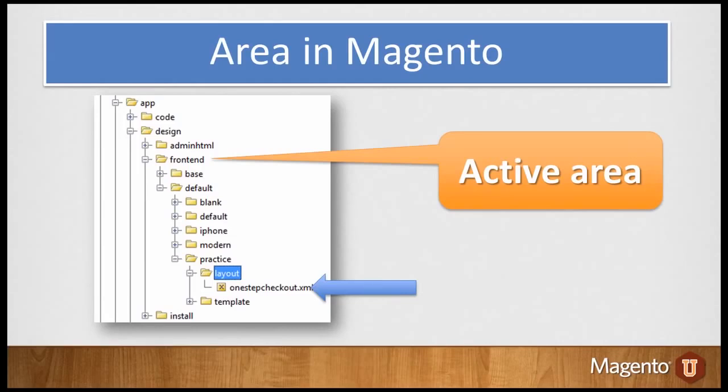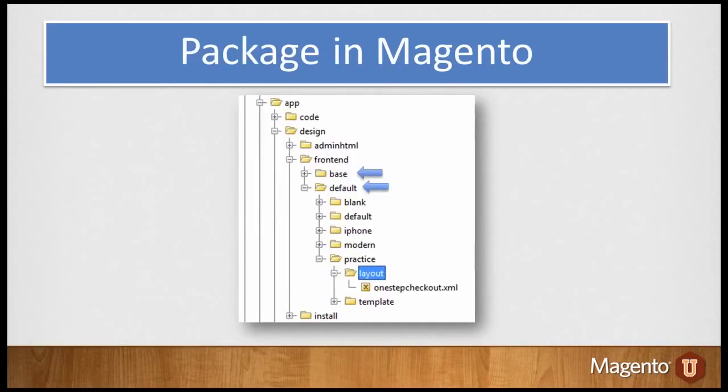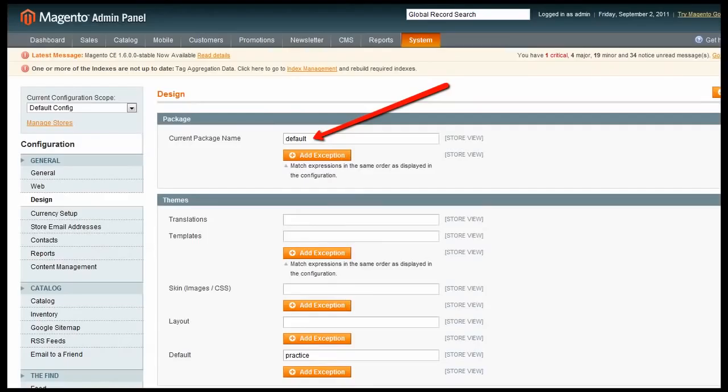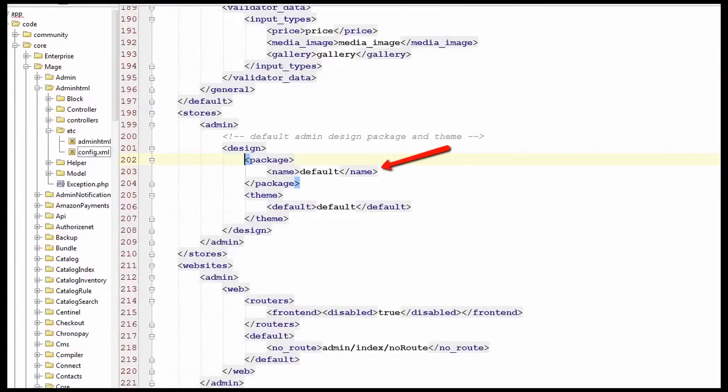Let's move on. Open the front-end folder. There you see base and default folders. These are design packages. You can set which package Magento must work with in the admin panel, in the System Configuration Design Package tab. This will change the package used for the front-end area. For the admin panel, Magento uses a value from a configuration file. You can see it in the core/Mage/Admin/etc/config.xml file on line 203.